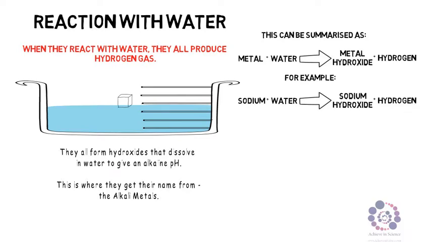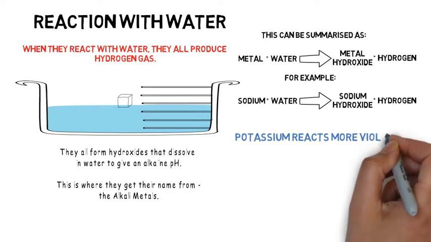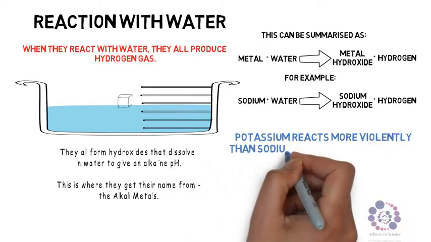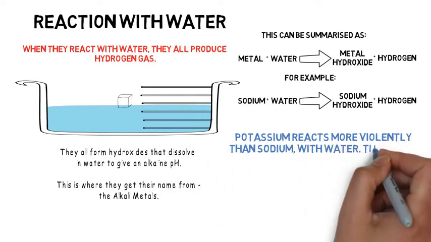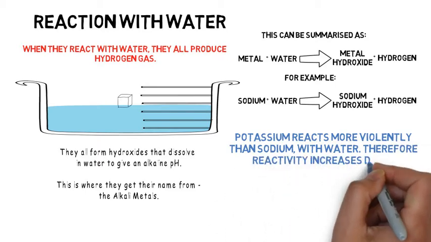So when we go back to all of the reactivities, we find that actually potassium is the most reactive because it reacts more violently with the water than the other metals do, and therefore as we move down the group, the reactivity increases.